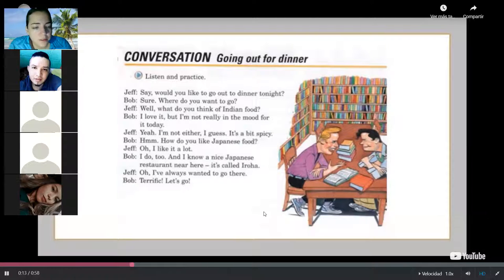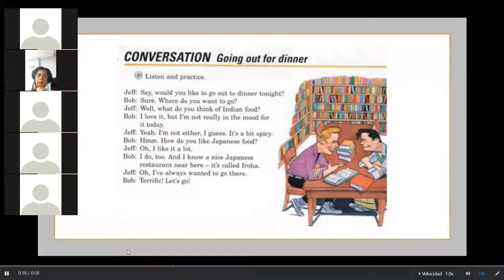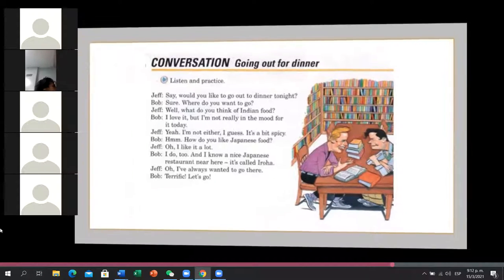Would you like to go out to dinner tonight? Sure. Where do you want to go? Well, what do you think of Indian food? I love it, but I'm not really in the mood for it today. Yeah, I'm not either, I guess. It's a bit spicy. How do you like Japanese food? Oh, I like it a lot. I do too. And I know a nice Japanese restaurant near here. It's called Aroha. Oh, I've always wanted to go there. Terrific. Let's go.